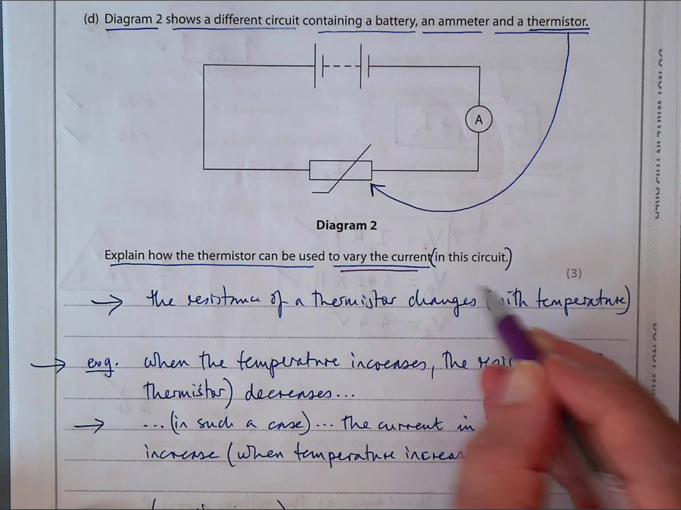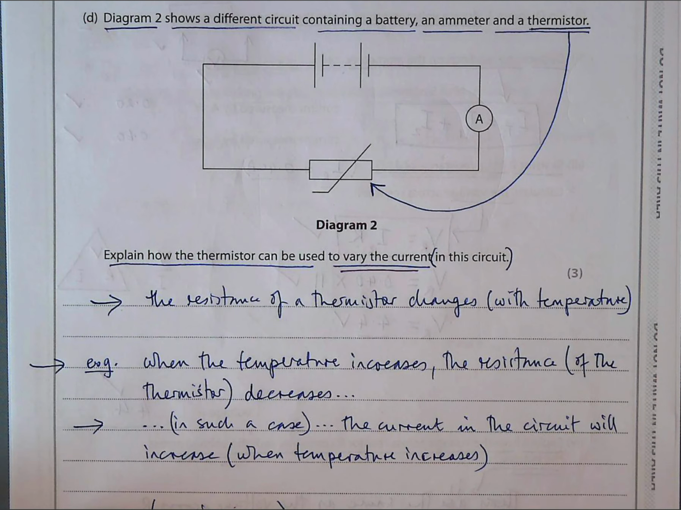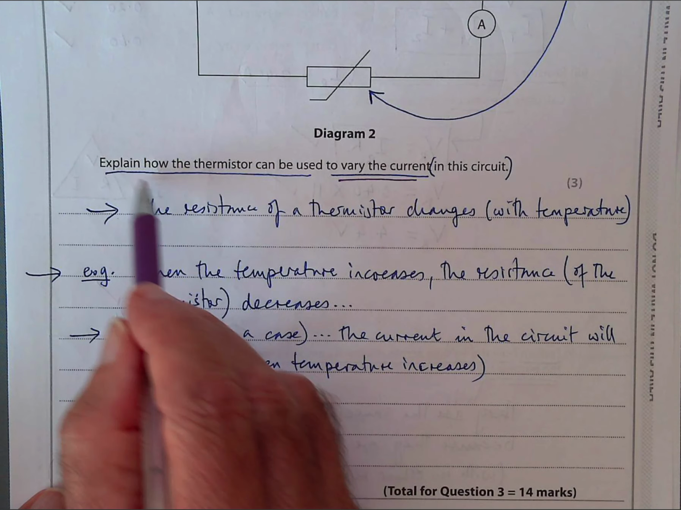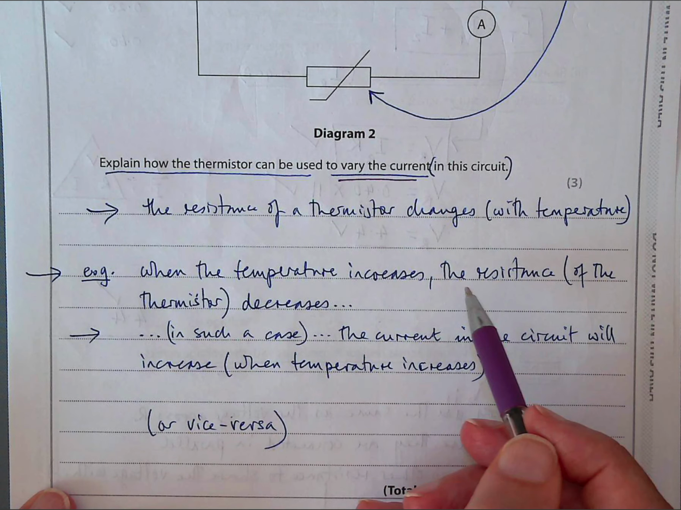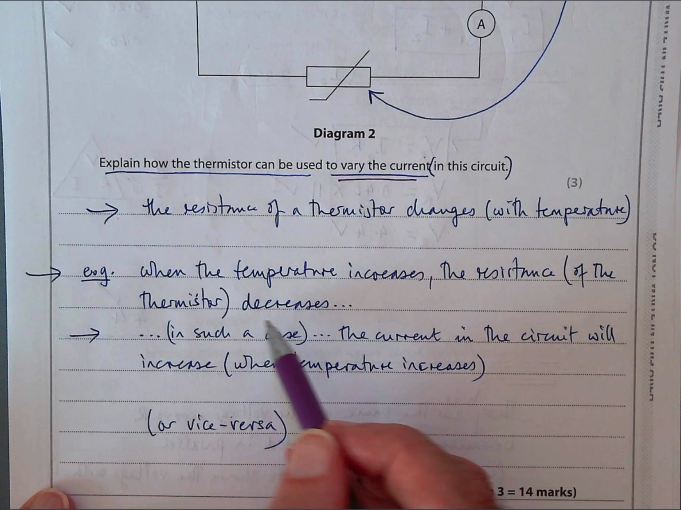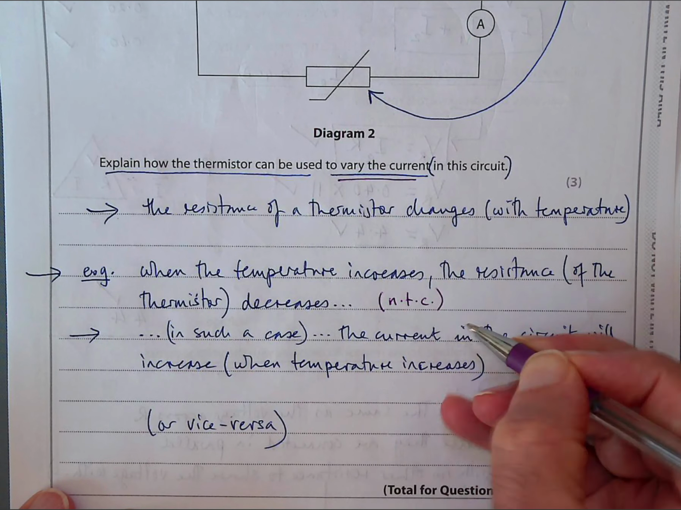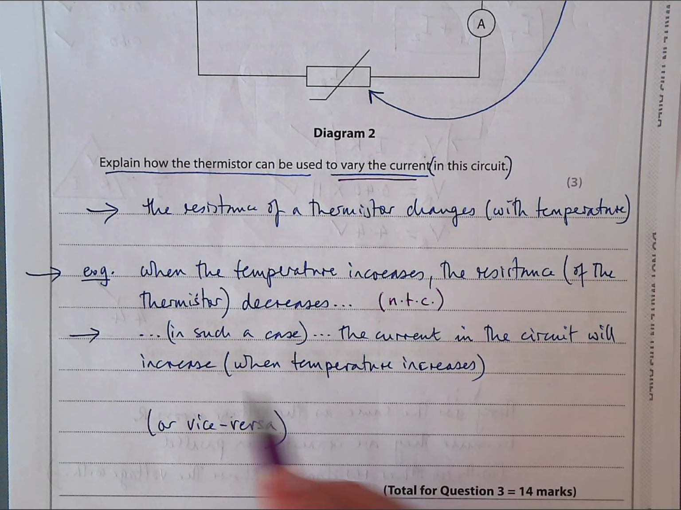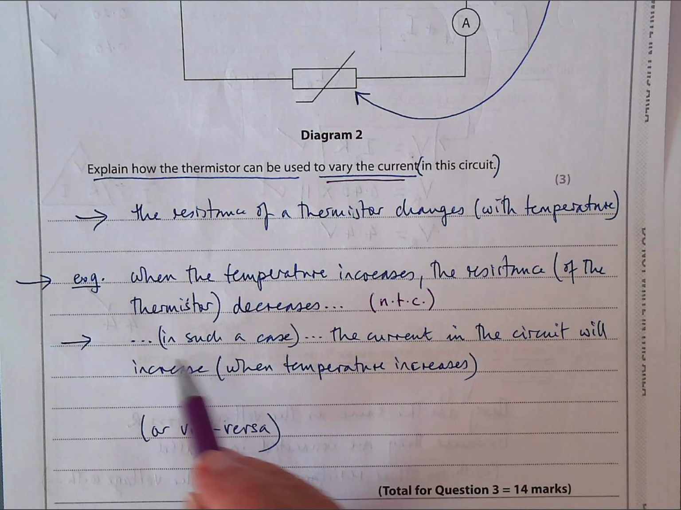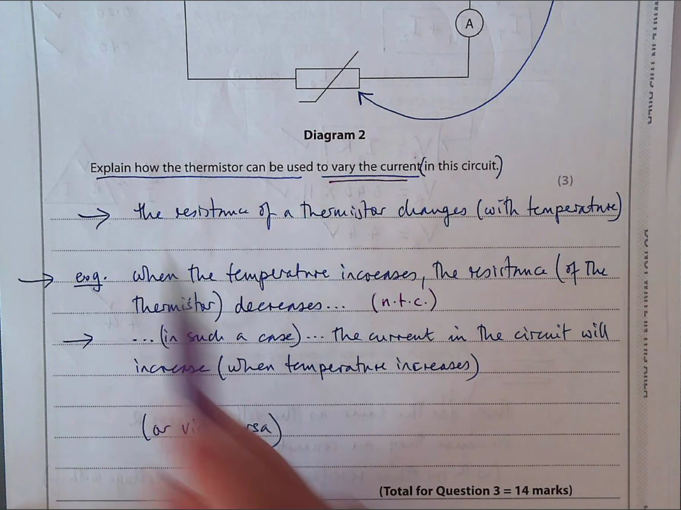So it's 3 marks. The resistance of the thermistor changes with temperature. That's 1 mark for realizing and communicating this, that you understand it. So that's how it changes. When the temperature increases, the resistance of the thermistor decreases. Okay, we call this negative temperature coefficient. Yes, so it's a negative correlation with the temperature. In such a case, remember the bits in brackets are not what they're looking for, but it's a way of helping you communicate what you're doing.